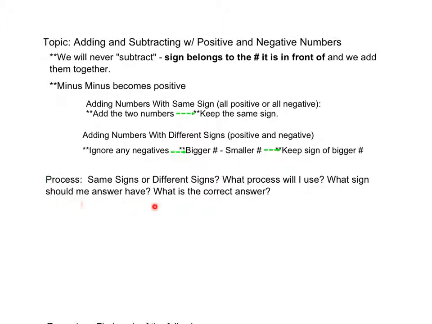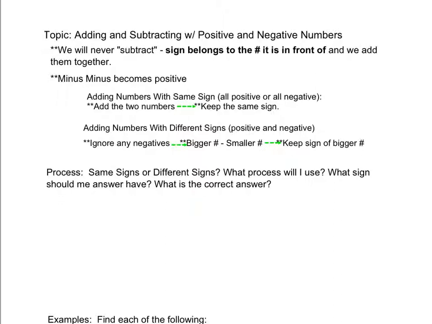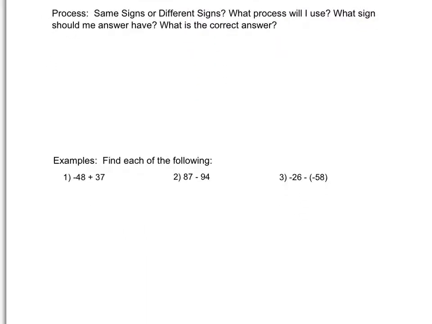This is the process I'm going to go through on all of my examples. I'm going to slow myself down to make sure I'm not making errors on these. I'm first going to determine, are my signs the same or different? From that, I'll be able to determine which process I'm going to use. Am I doing add the two numbers or big number minus small number? What sign should my answer have? And then finally, what's my final answer? What's my correct answer? I can actually probably leave that on the screen for the first three. There's 6 examples total.